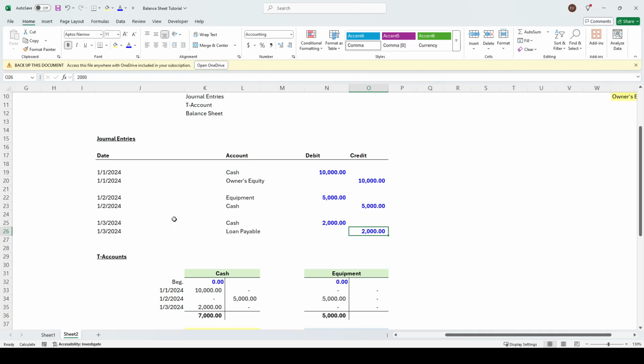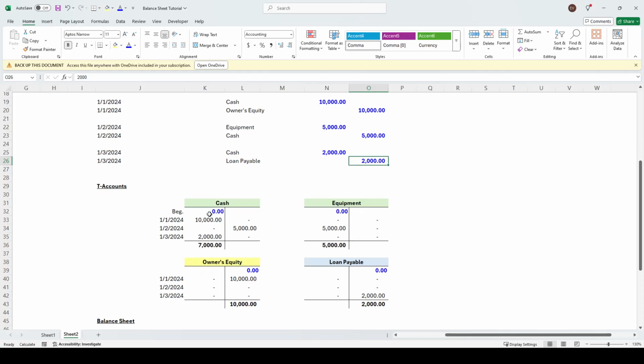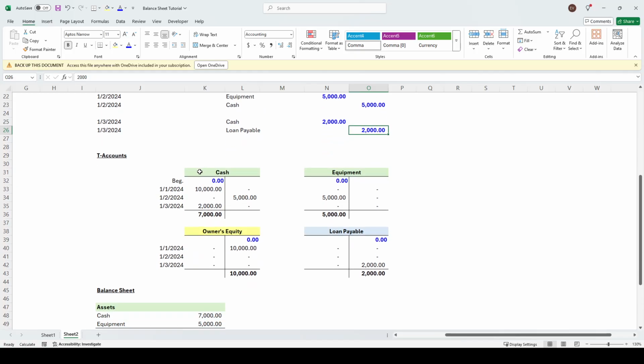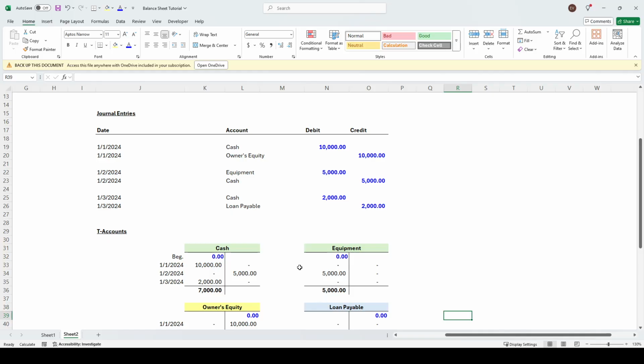Okay, so now that we have this, we can now set up our T accounts. If we go down to our T accounts, you'll see that our asset accounts are labeled in green, our liabilities are labeled in blue, and our owner's equity is labeled in yellow. All we want to do here is sum up the journal entry transactions. So if you look at cash, on January 1st, we had a $10,000 injection, which you'll see up here. I'll highlight this in yellow just so it's clear. And then we also had a cash increase of $2,000 on January 3rd from the loan that was taken out for the business.